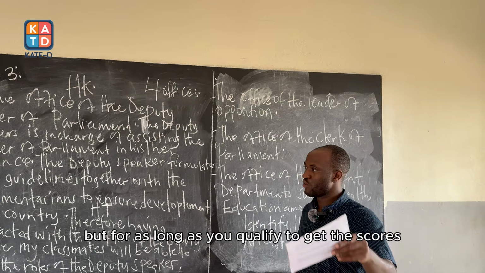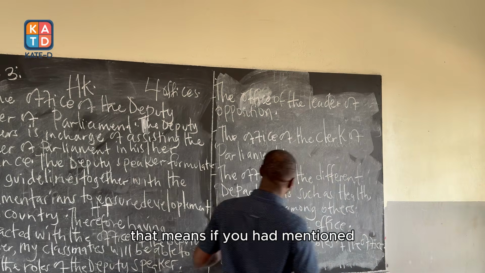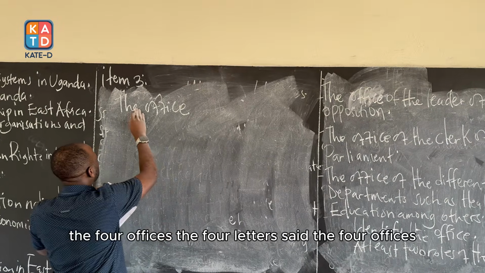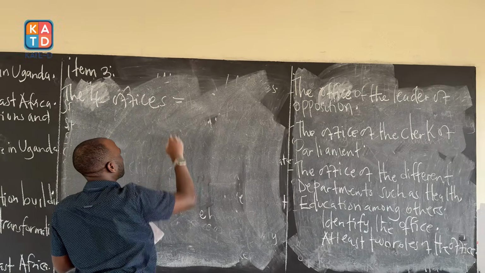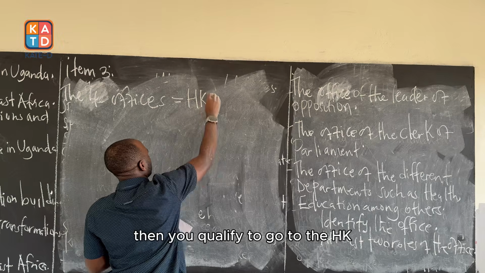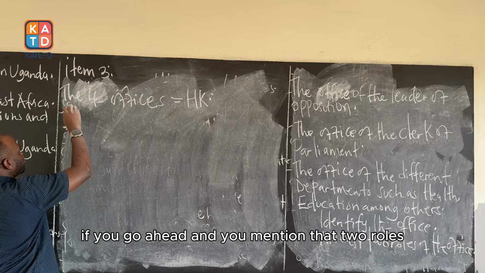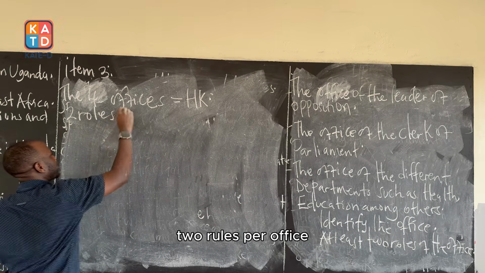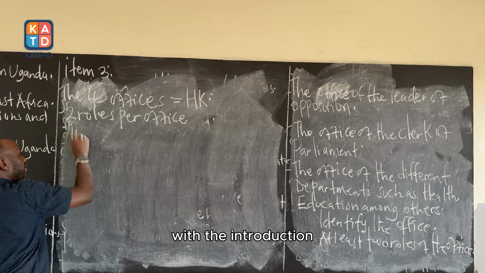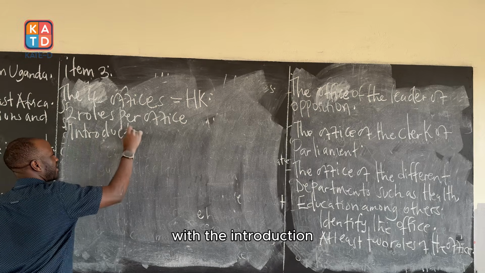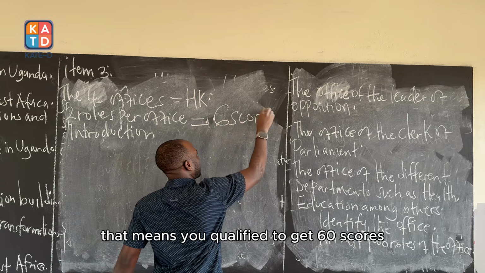But for as long as you qualify to get the scores, that means if you had mentioned 4 offices, then you qualify to get the HK. If you go ahead and mention the 2 roles per office, with the introduction, that means you qualified to get 60 scores.